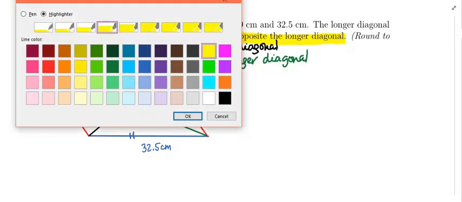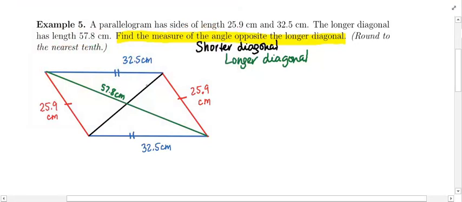So the angle that we're looking for here, let me use a color that stands out. If you see the green diagonal and you go straight across from it, it's going to be this angle. Now this angle has the same measure as this angle. So that is the angle we are looking for.